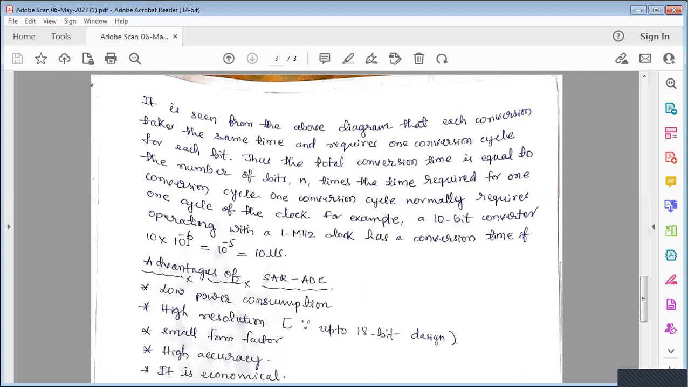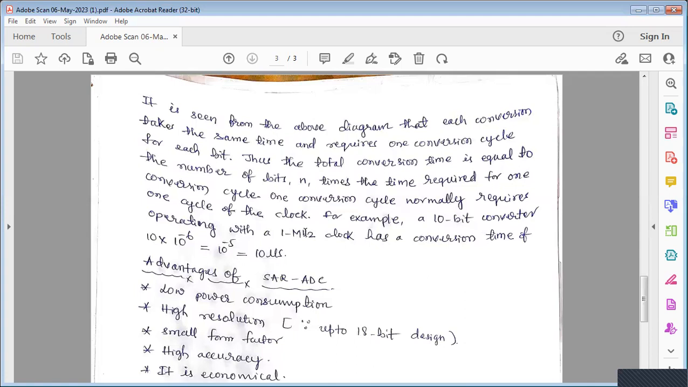So here what happens? 10 is there because this is the circuit of 10-bit, and the time required for one cycle is 10 to the power minus 6, since it is a 1 megahertz clock. 1 mega is the total number of cycles present per second. This 1 megahertz means there are 10 to the power 6 cycles per second.